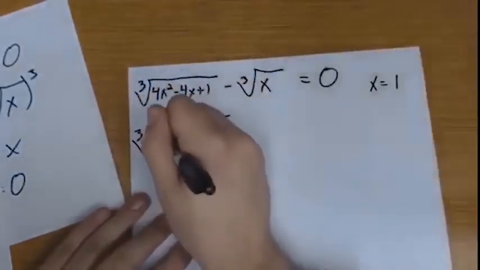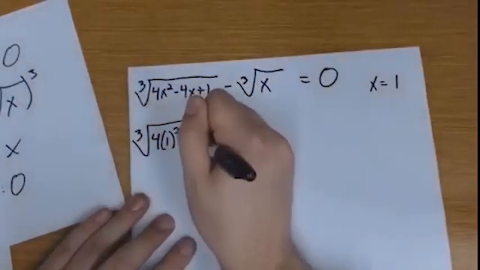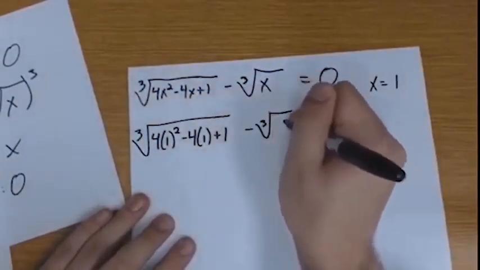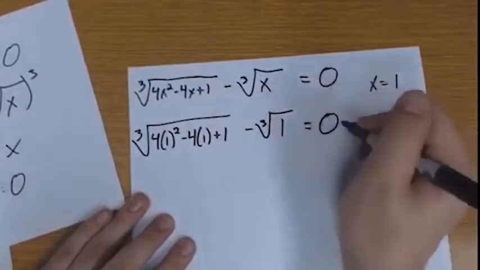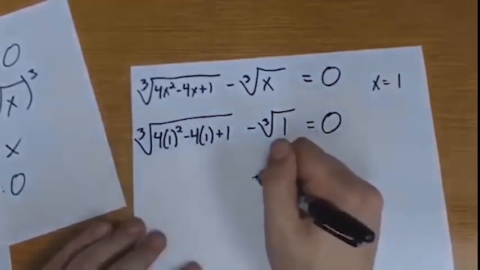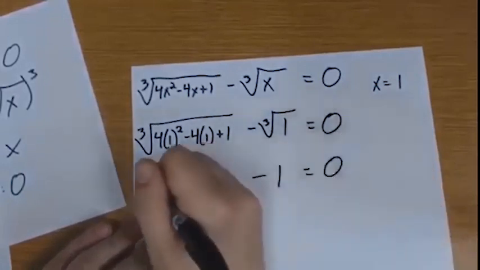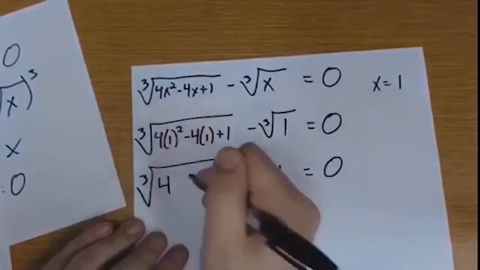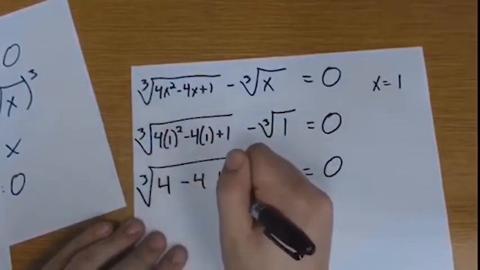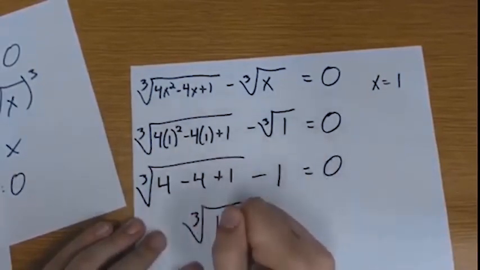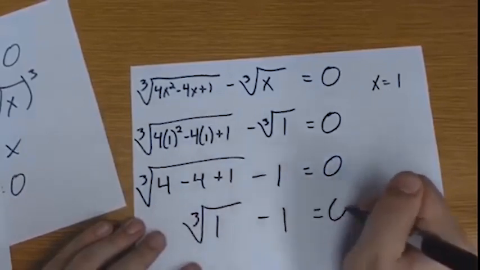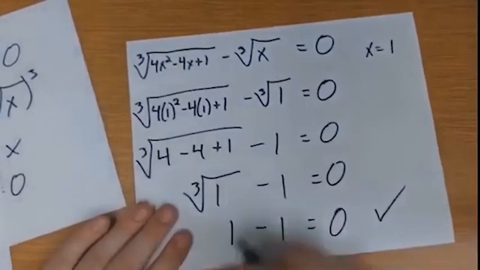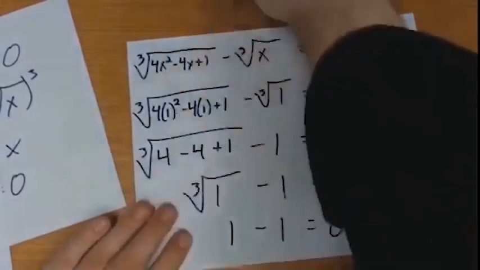So cube root of 4 times 1 squared minus 4 times 1 plus 1 minus cube root of 1 equals 0. Cube root of 1 is 1. 1 squared is 1. 4 times 1 is 4. Minus 4 plus 1. So this is the cube root of 1. Minus 1 equals 0. 1 minus 1 equals 0. 0 equals 0. This one checks. So x equals 1 is an answer.